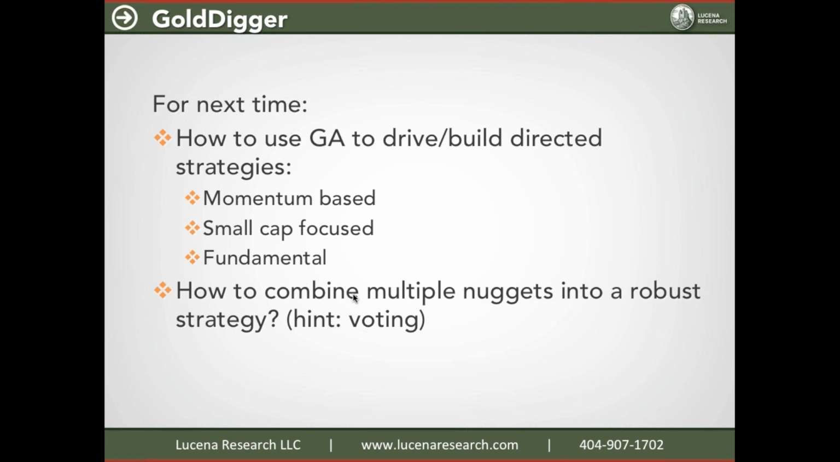But in particular, we've been looking at ways to allow each nugget to vote on which stocks ought to be longed or shorted. You can build strategies such as, like I said, momentum-based, small-cap focused, fundamental-based, any number of focused strategies. We can build a set of genetic algorithm based nuggets to make that work.